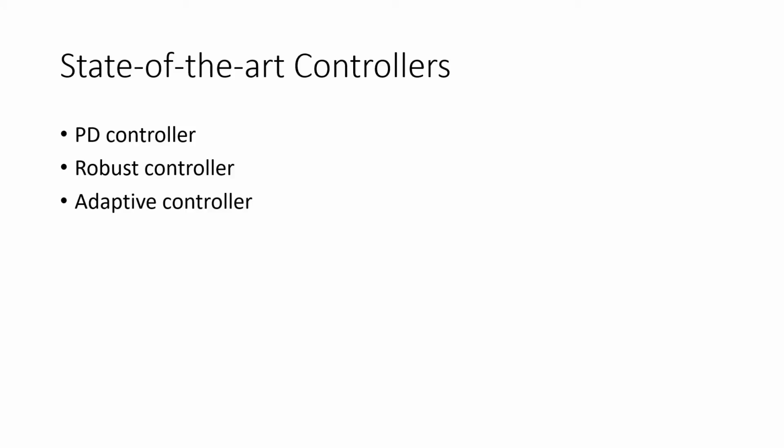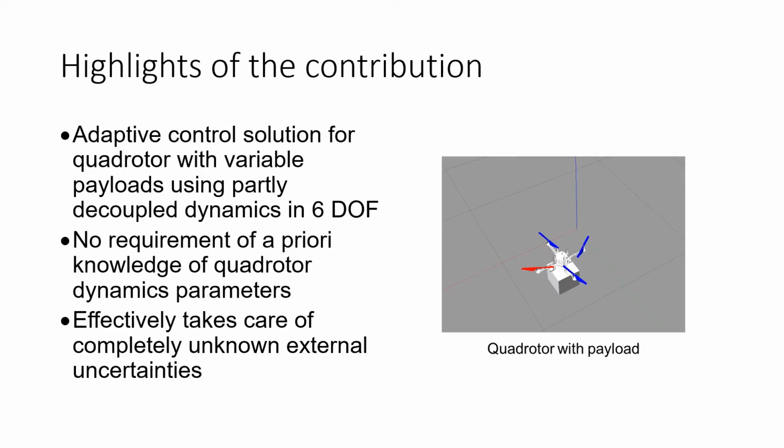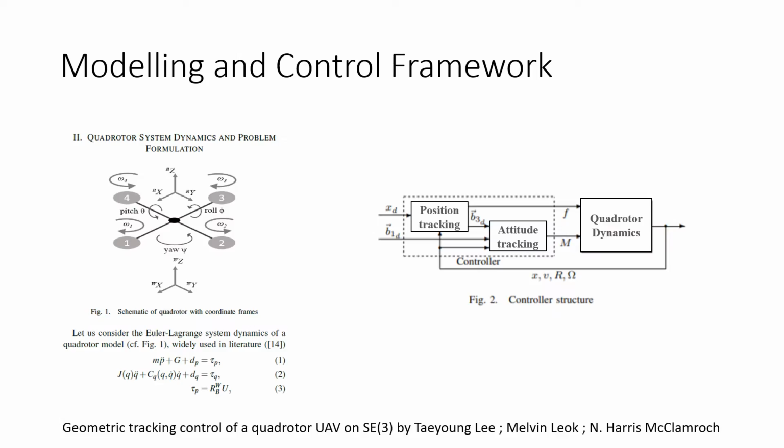PD controller is the easiest to implement, but it does not tackle uncertainties. Robust controllers tackle uncertainties to an extent, but they need structural knowledge and bounds. Adaptive controllers do not require structural knowledge or bounds, but they cannot tackle modeling uncertainties. Hence, we propose an adaptive controller that does not require any structural knowledge and also tackles modeling uncertainties and external disturbances. The quadrotor is modeled using decoupled dynamics as shown in the equations.